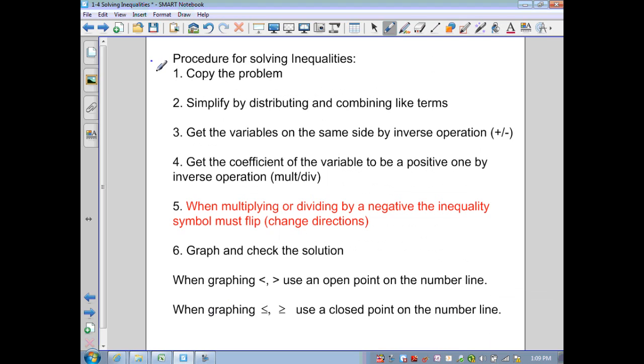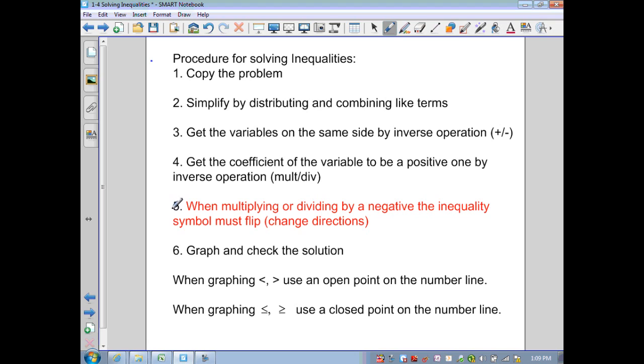Here we have the procedure for solving inequalities. They're very similar to solving equations. Number 1, we want to copy the problem. Number 2, we want to simplify by distributing or combining like terms. Number 3, we want to get the variable or the variable terms on the same side by inverse operation, and usually that's by adding or subtracting. Number 4, we want to get the coefficient of the variable to be a positive 1 by inverse operation, and that's usually done by multiplication or division.